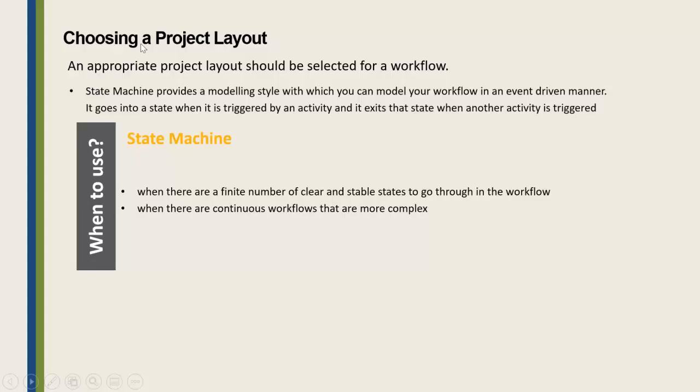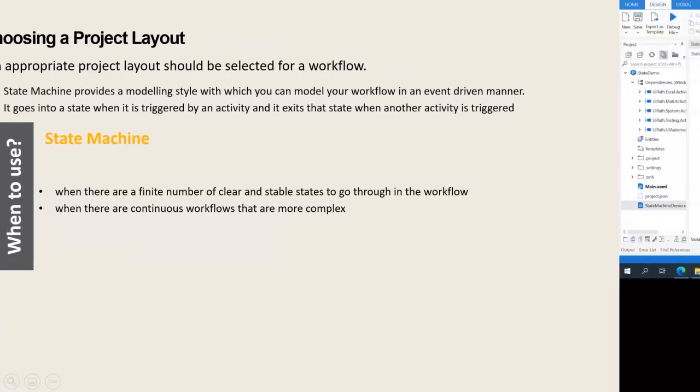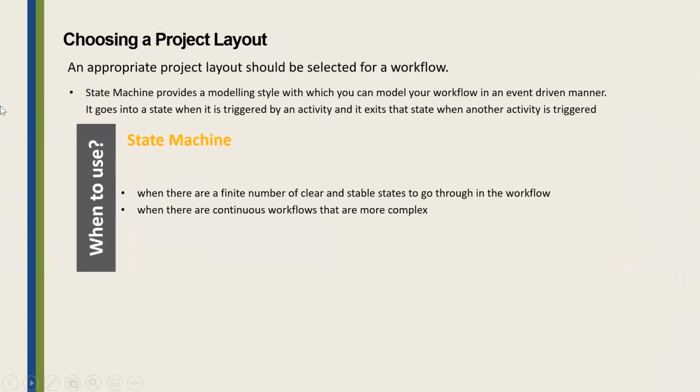Okay, so how do you choose a project layout? The state machine provides a modeling style with which you can model your workflow, and it is an event based or event driven layout. So we have a finite number of states which are stable and it goes through different workflows. Okay, so when to use the state machine? There are two scenarios wherein we use the state machine. One is when there are a finite number of clear and stable states to go through in the workflow.